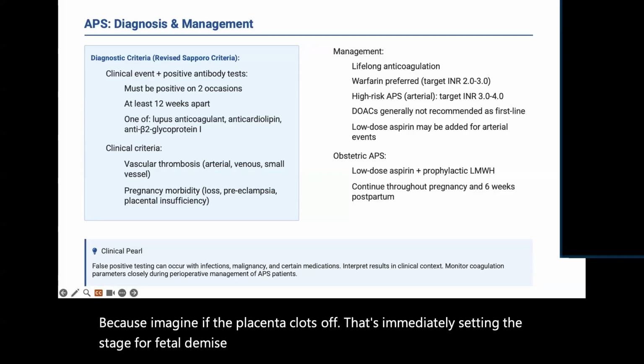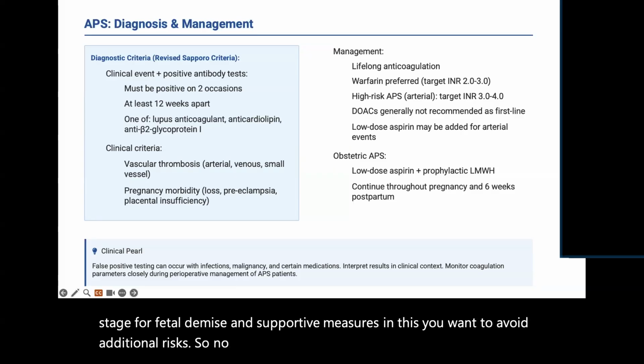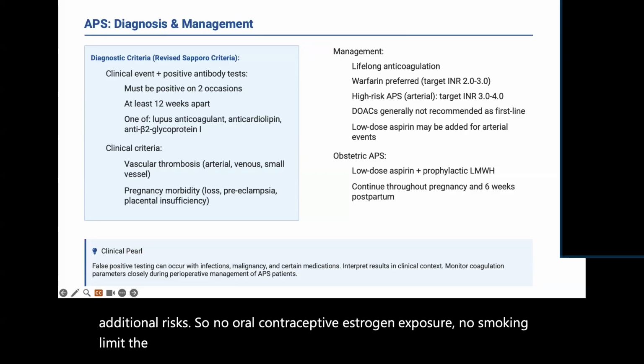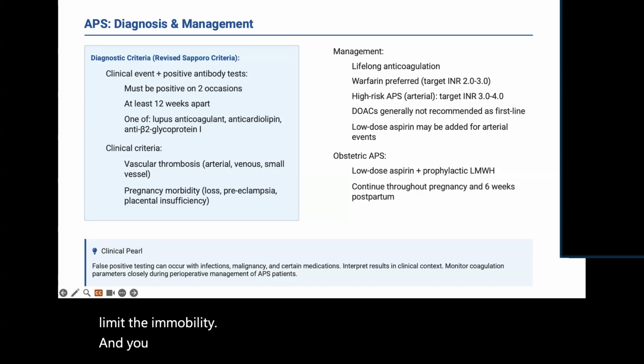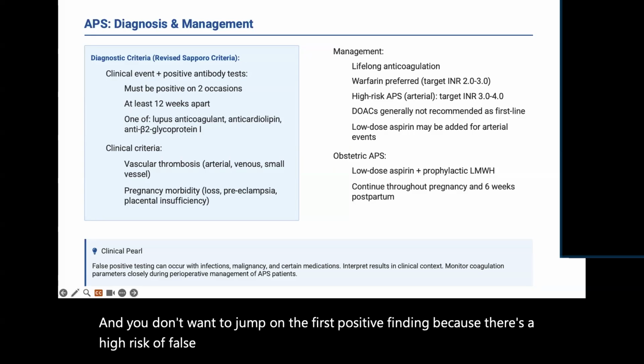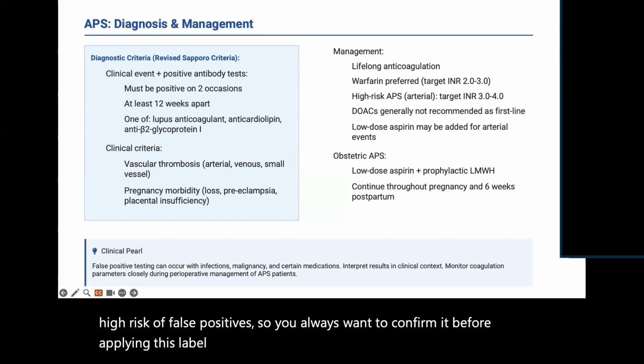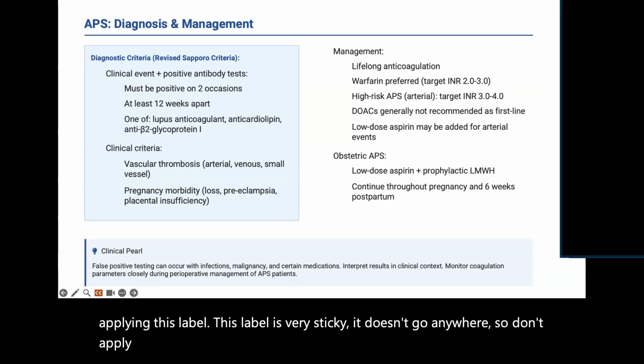And supportive measures in this, you want to avoid additional risks. So no oral contraceptive, estrogen exposure, no smoking, limit the immobility. And you don't want to jump on the first positive finding because there's a high risk of false positives. So you always want to confirm it before applying this label. This label is very sticky. It doesn't go anywhere. So don't apply a very sticky label prematurely.